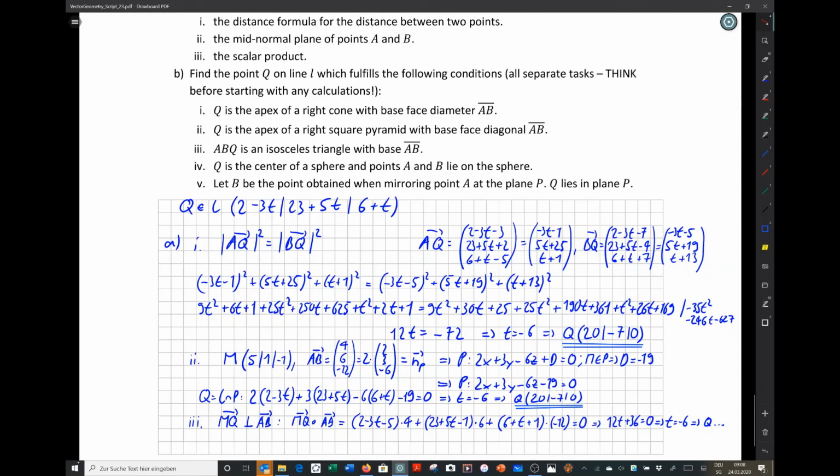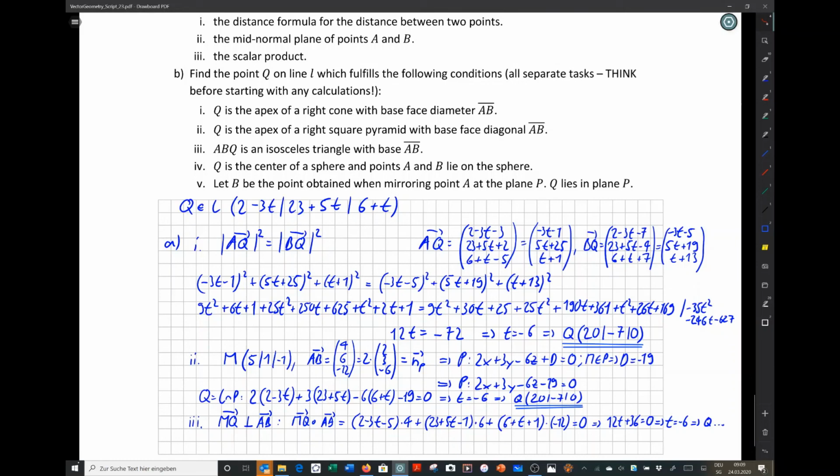The third way is the simplest way to solve the task. Just let's find the point Q on the line L such that the MQ vector is perpendicular to the AB vector, M being the midpoint of A and B. The scalar product of the MQ vector and the AB vector has to be equal to 0, and again we find t equals minus 6, and we get the same Q as before.